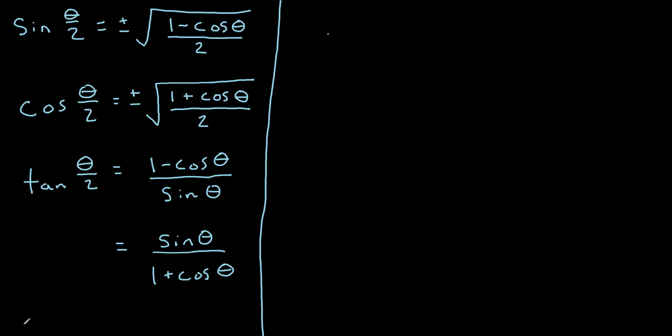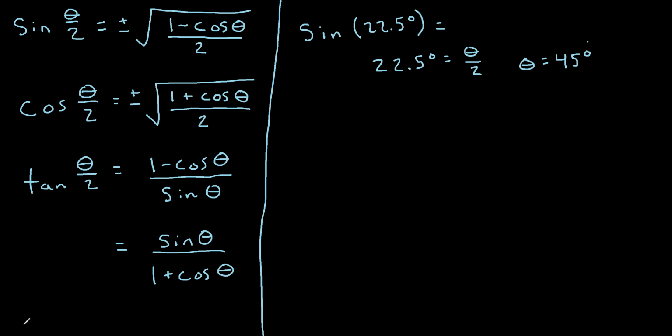Let's say that we would like to find the sine of 22.5 degrees. So if we think about it, for the sine of 22.5 degrees, we can use this first formula right here, where we use some angle theta divided by 2. If we set 22.5 degrees equal to theta over 2, and we solve for theta, we just multiply both sides by 2. Theta, we can see, would be 45 degrees. So we can use 45 degrees in this first half angle formula and see what we get.